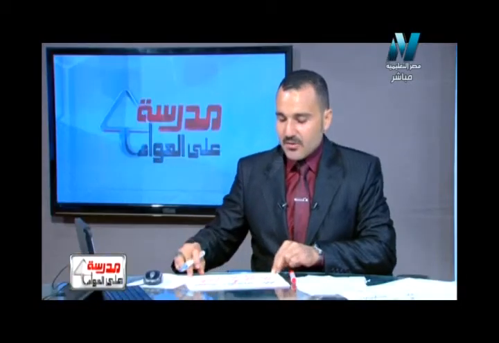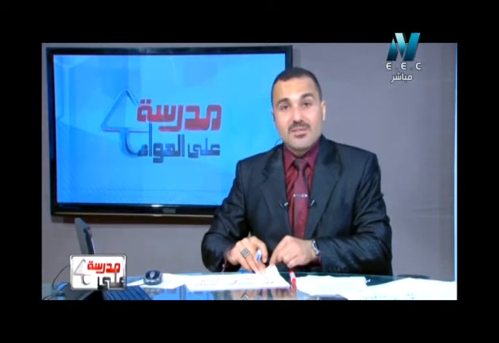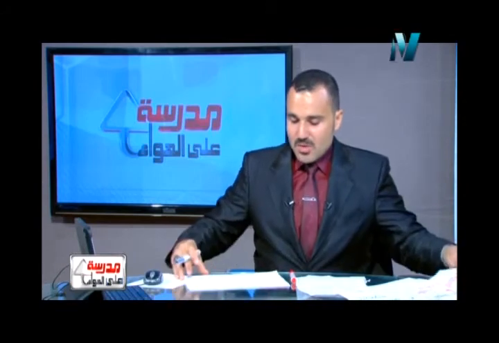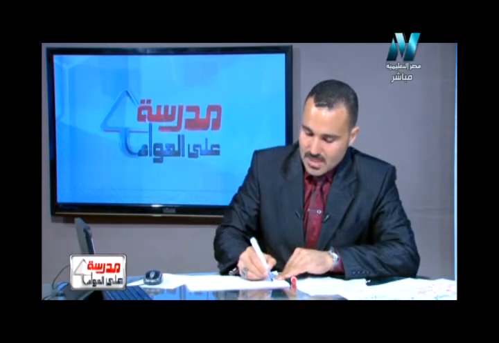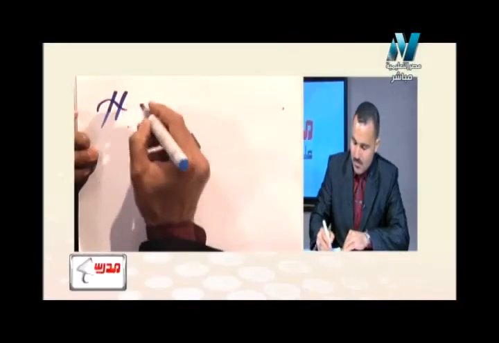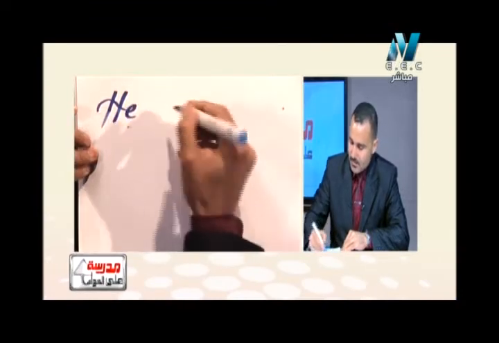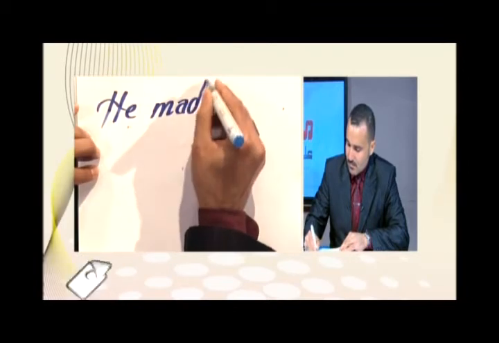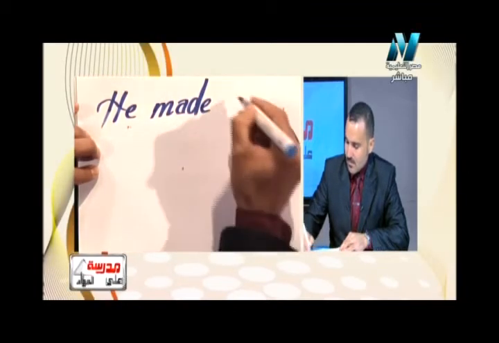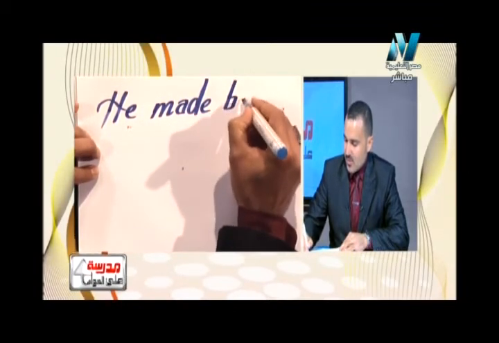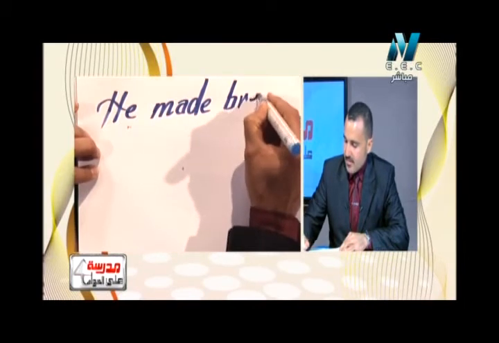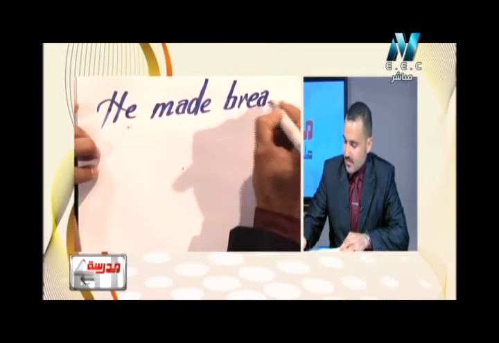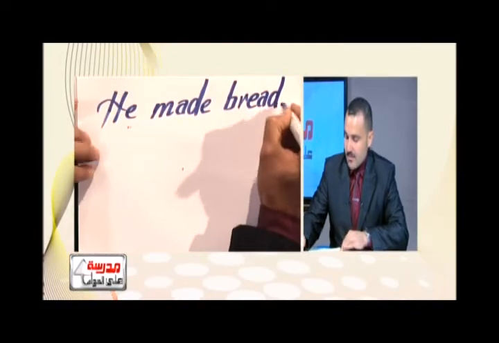طيب let's take another sentence or the same sentence in a different tense. هناخد نفس الجملة in a different tense. بيقول لنا: he made bread. طبعا the sentence we have is in the past simple. صح كده؟ الجملة اللي معانا في past simple.